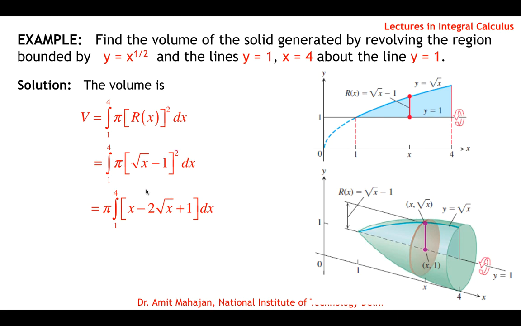Squaring this term, the integral of x is x square by 2, the integral of x to the half is x to the 3 by 2 divided by 3 by 2, and the integral of 1 is x. Then we can substitute the limits: the upper limit x value as 4, minus the x value 1, and then we can solve it to see that the volume is 7 pi by 3.